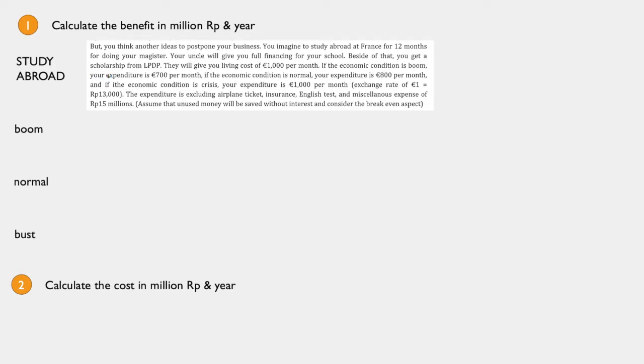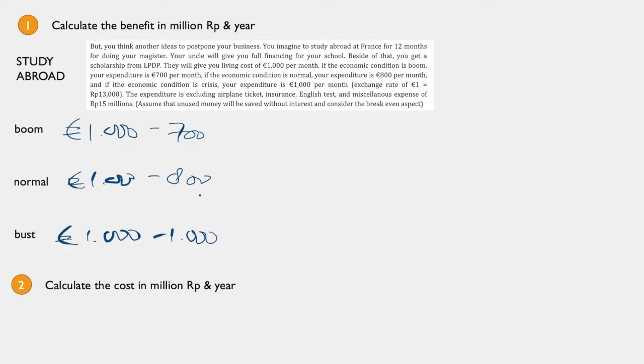Next, for our last option, study abroad. In this case, we'll be counting our leftover from what we have from LPDP, and we will deduct it with our expenditure. So we will start all the same with 1,000 euro. But on boom, the expenditure is only 700. In normal, it gets higher, and on bust, it's the highest at 1,000.